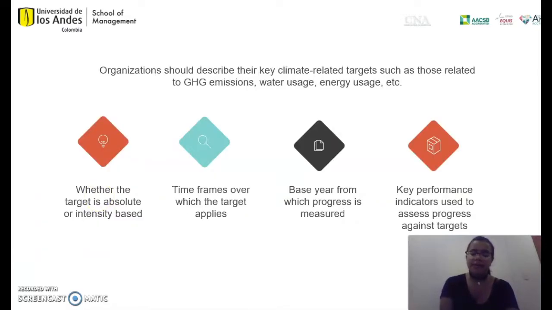Organizations should describe their key climate-related targets, such as those related to GHG emissions, water usage, energy usage, etc., in line with anticipated regulatory requirements or market constraints or other goals. In describing their targets, organizations should consider including the following: whether the target is absolute or intensity-based, time frames over which the target applies, base year from which progress is measured, and key performance indicators used to assess progress against targets. Where not apparent, organizations should provide a description of the methodologies used to calculate targets and measure progress.